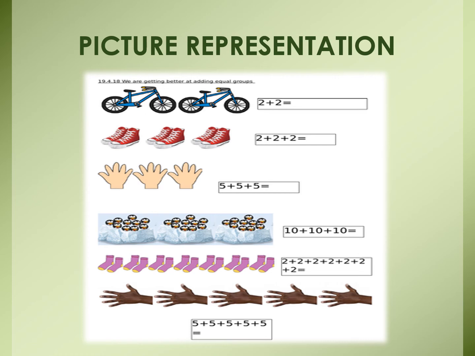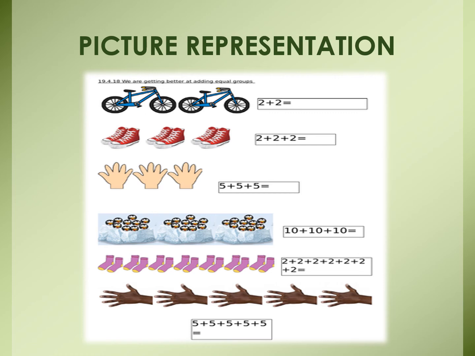The next picture is of hands. The first hand has 5 fingers, so we will write 5. The second hand again has 5 fingers, so we will again write 5. The third hand has 5 fingers, so we will again write 5. So 5 plus 5 plus 5 will come out as 15.